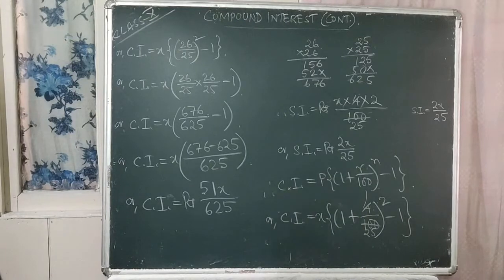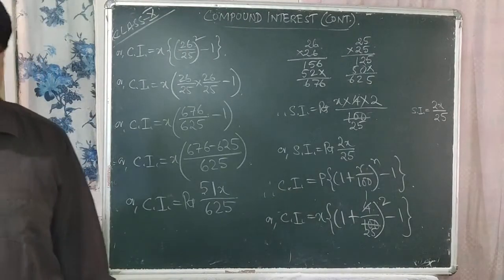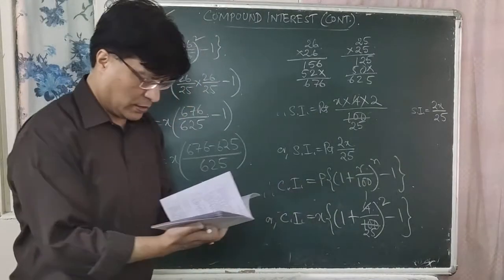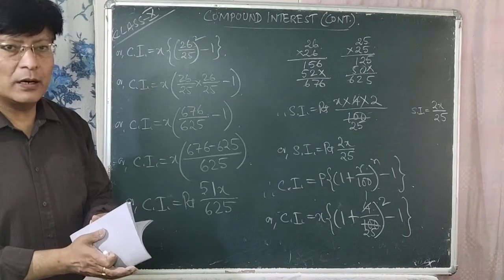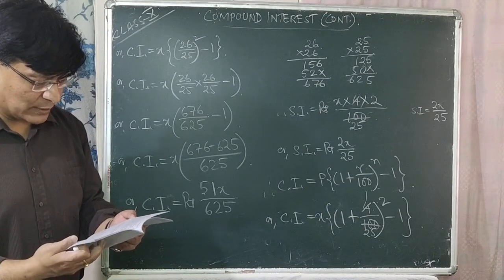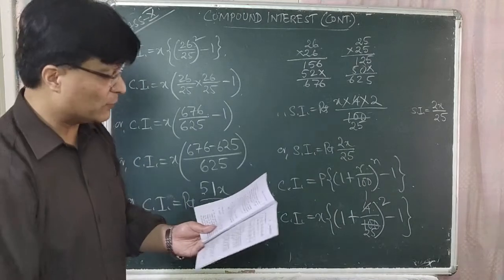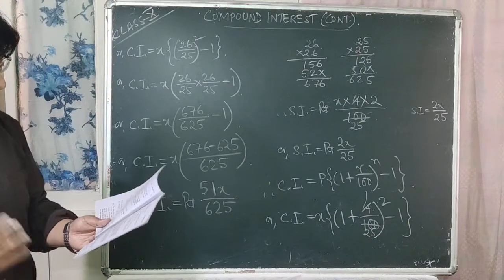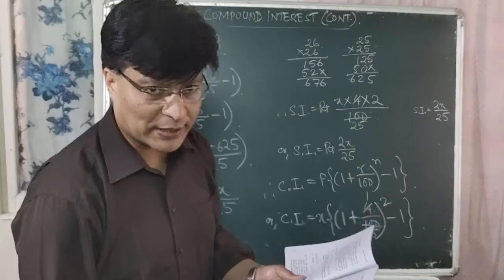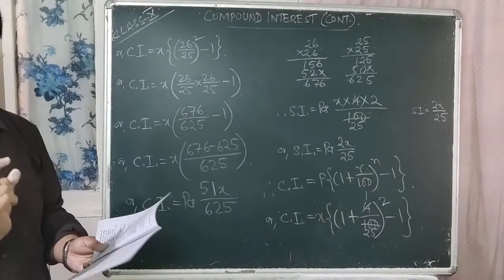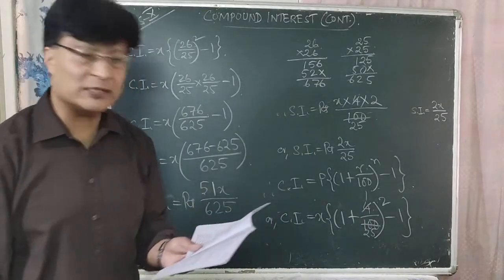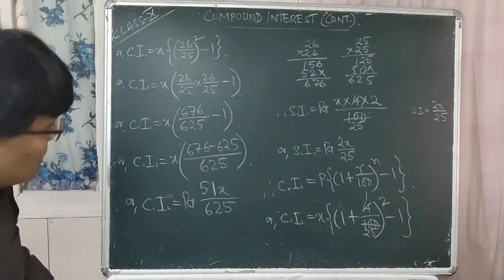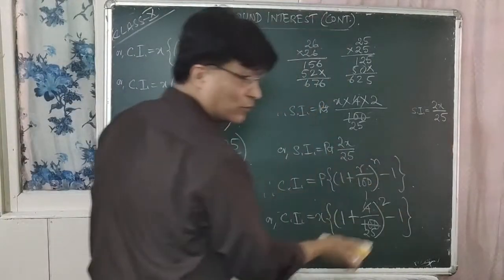So this is your compound interest. Now in the question, what is given there? The difference between the compound interest and the simple interest is given as rupees 80. And we know that compound interest is always greater than the simple interest. So CI minus SI is equal to rupees 80. So let us write down this one. So here SI is 2x by 25, right?